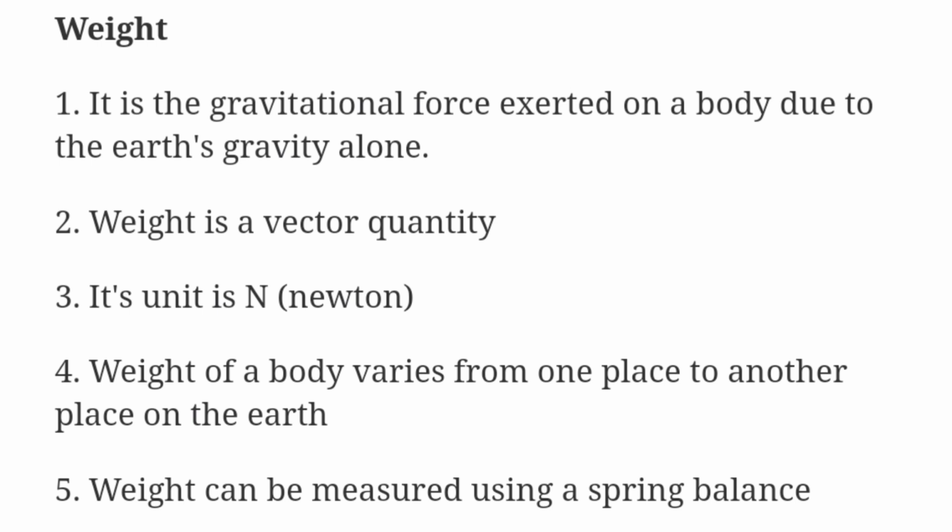Weight. First point, it is the gravitational force exerted on a body due to the earth's gravity alone. Second point, weight is a vector quantity. Third one, its unit is N, Newton. Fourth one, weight of a body varies from one place to another place on the earth. Fifth one, weight can be measured using a spring balance.